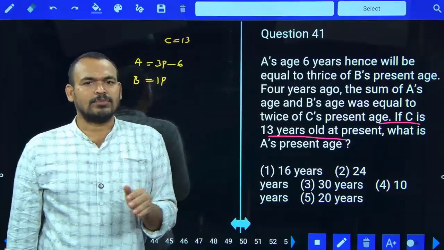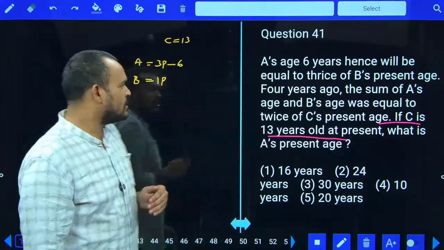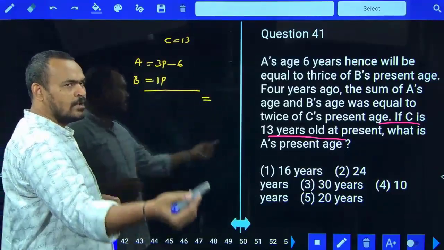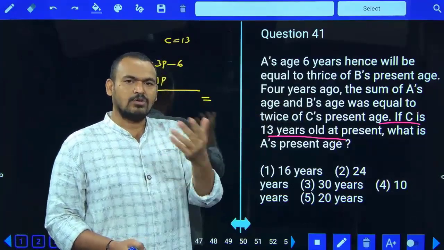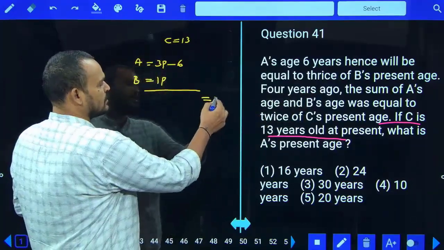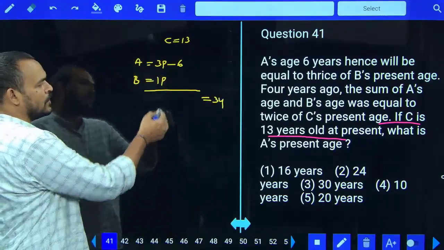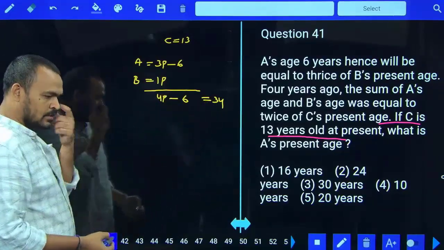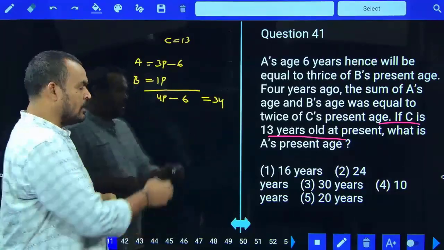4 years ago the sum of A and B was 26 years, means the present sum of A and B is 26 plus 8, because each one has 4 years added, then 2 persons 8 years. 26 plus 8 is 34. The 34 is the sum of A and B. Total how many parts? 4 parts minus 6 equal to 34. 4 parts value 40. Then every 1 part is 10.